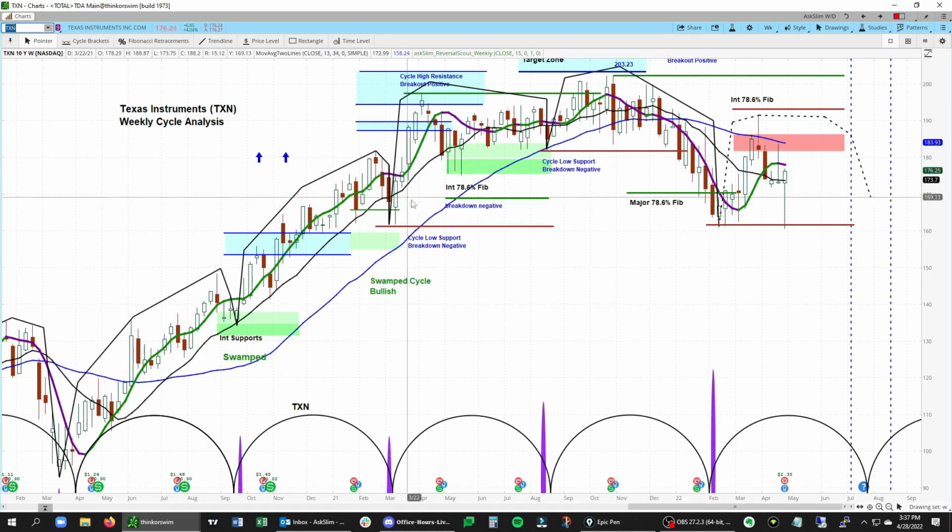So this is the 10-year weekly chart for TXN, and what we see here is that this is acting a little bit better. This has not had a clear breakdown versus that key weekly low at 161.04. We had a test of that low and then a really strong bounce.